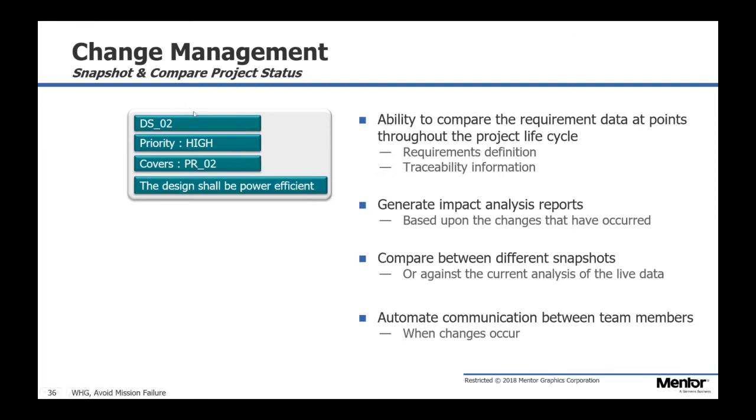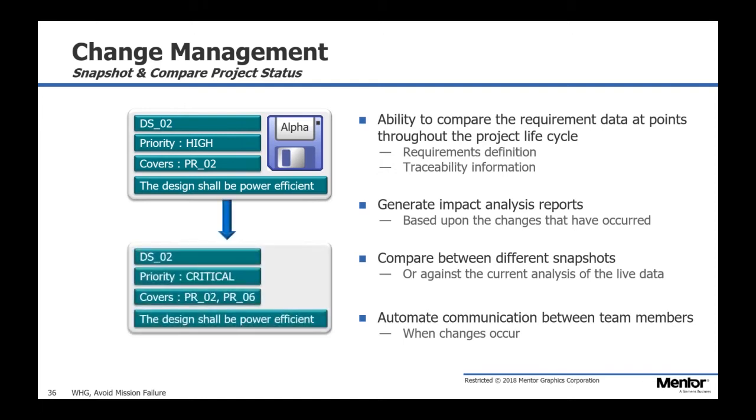So for instance, right now, I had this requirement in my design spec. It was high priority. This was the requirements text, and then I'll take a snapshot, and that'll be my alpha snapshot. And as the project is maturing, I've decided the priority of this is actually critical, and that it actually covers not only this PR number 2, but it also covers PR number 6.